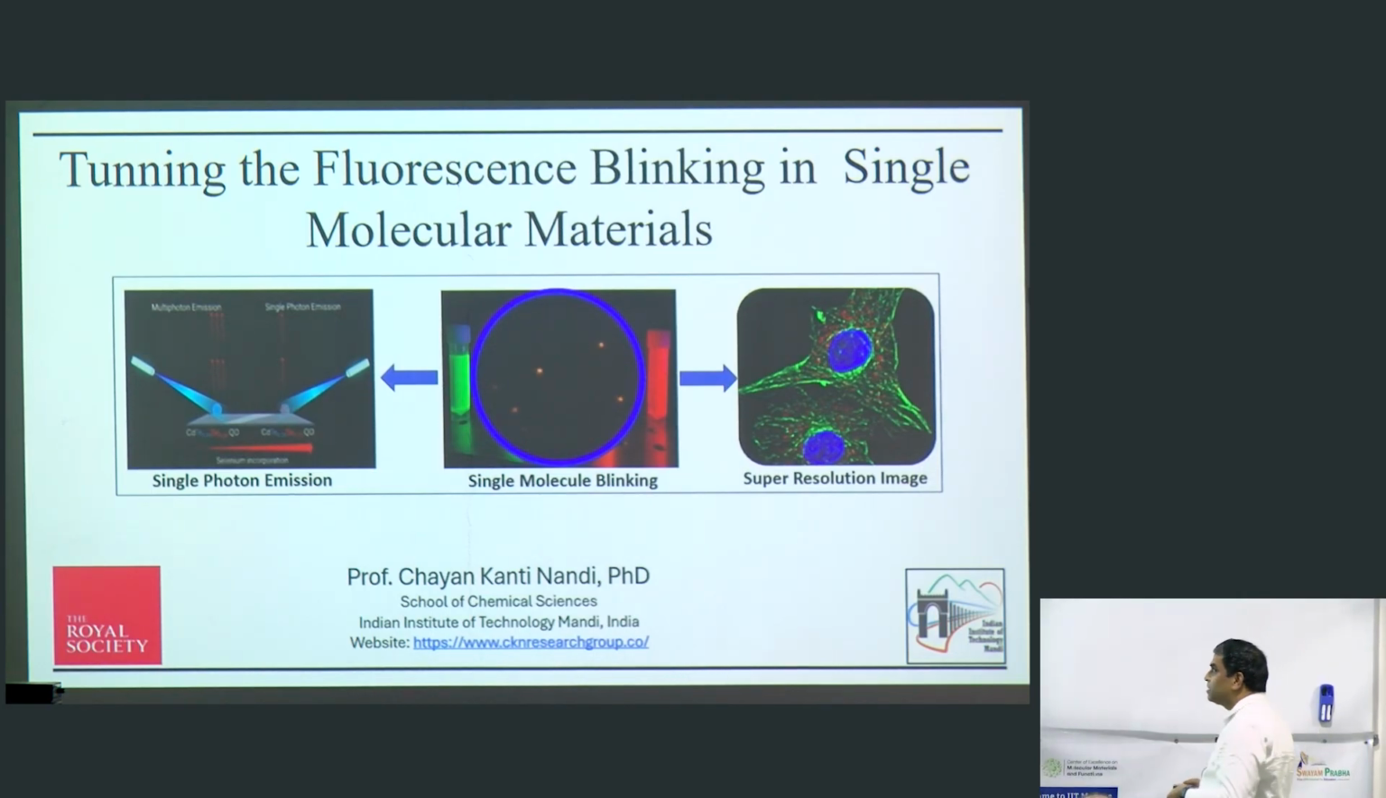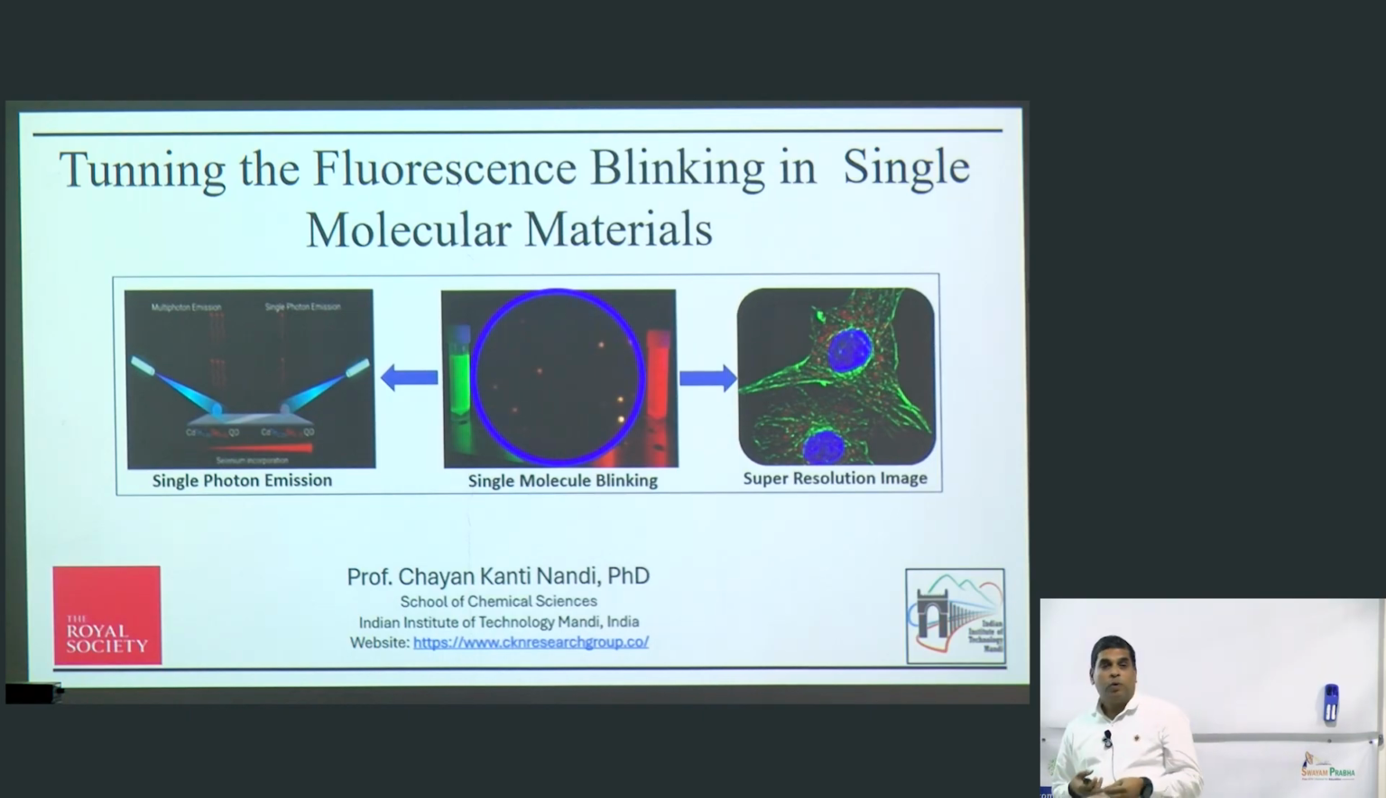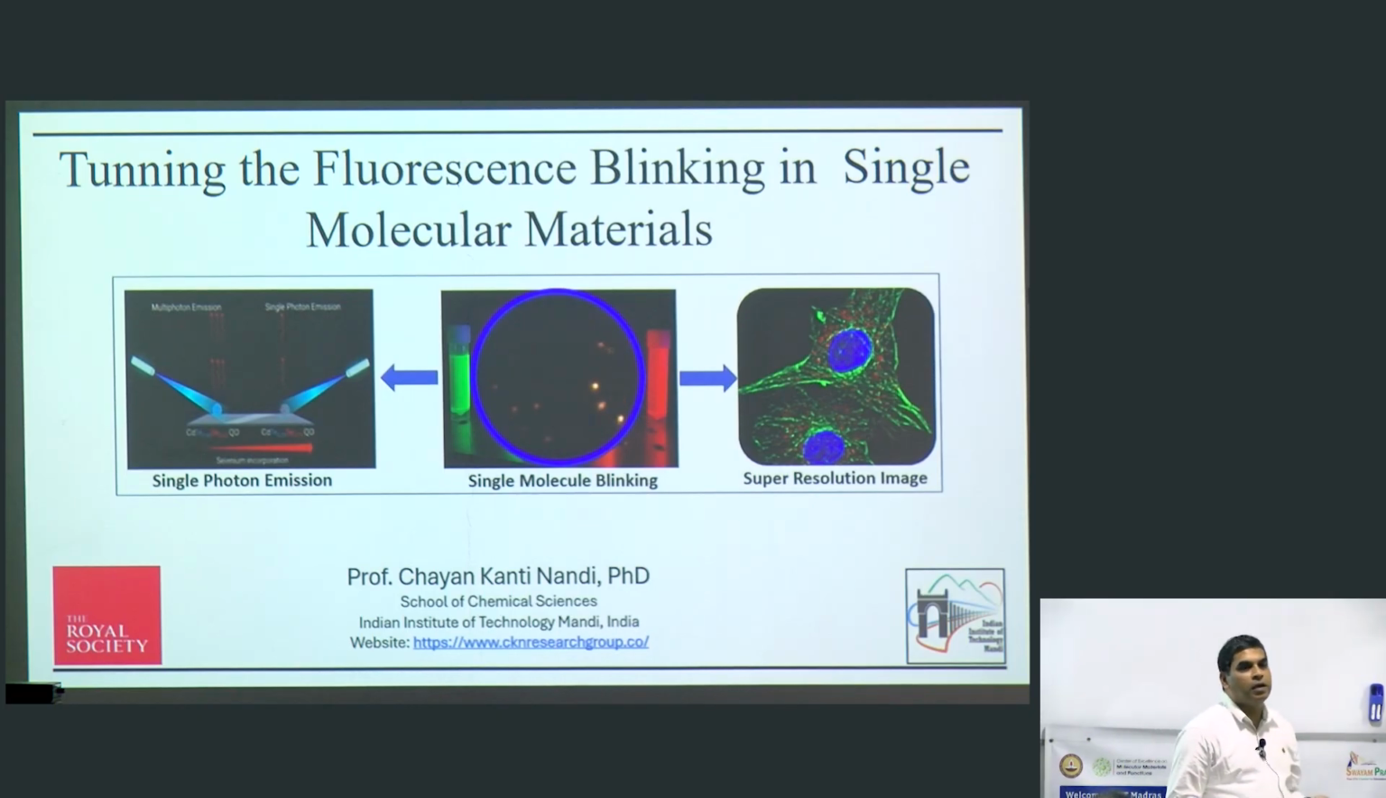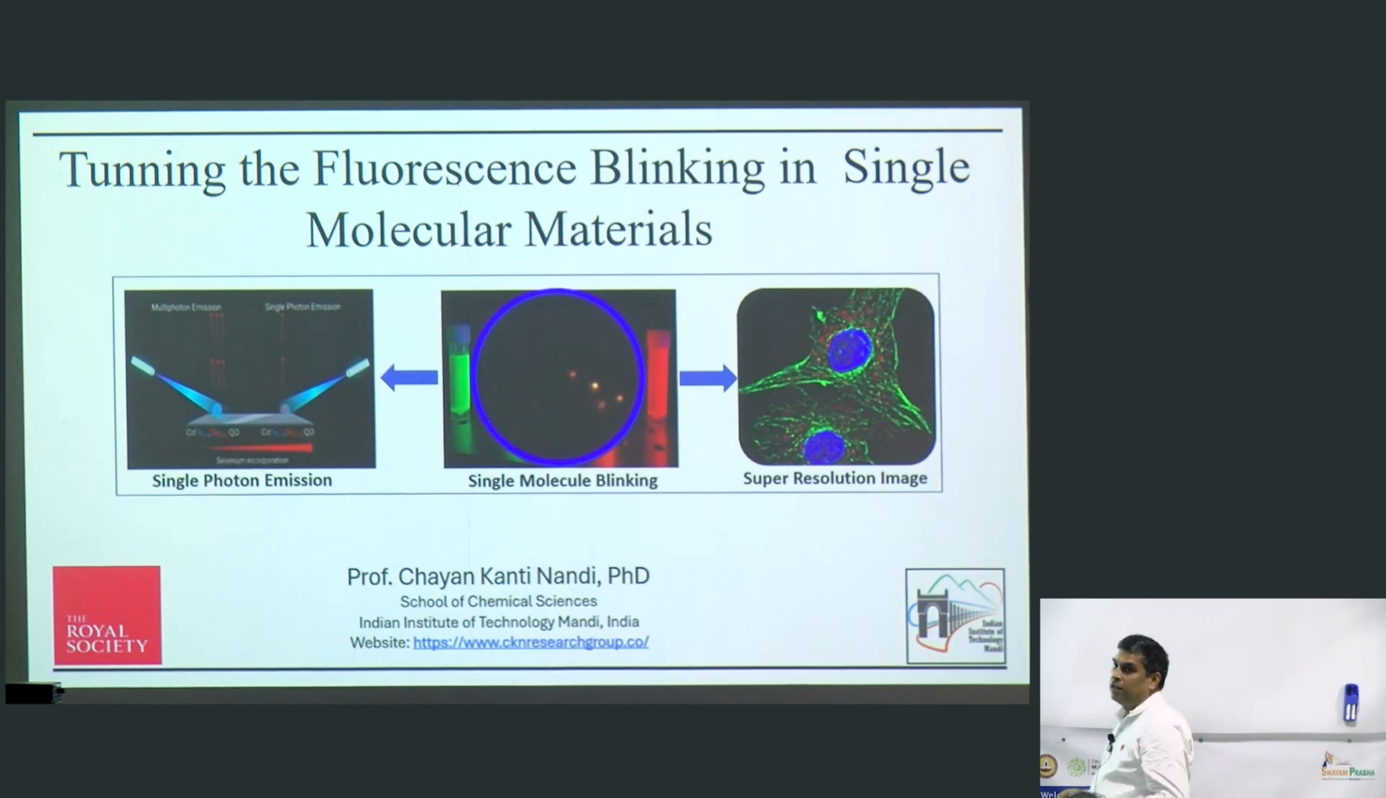So what we do basically in our lab, we work on fluorescent materials, we tune their fluorescence properties for various applications, and one of the major important properties is blinking analysis and blinking manipulation. I'll give you some very important examples and their applications, but before that let's try to understand what is blinking at a molecular level.